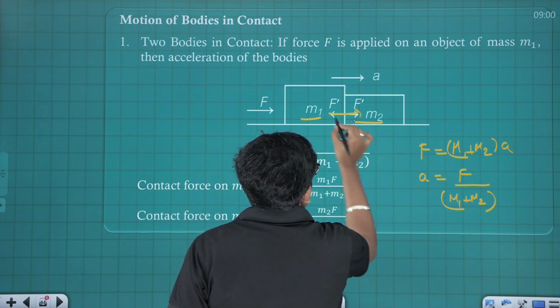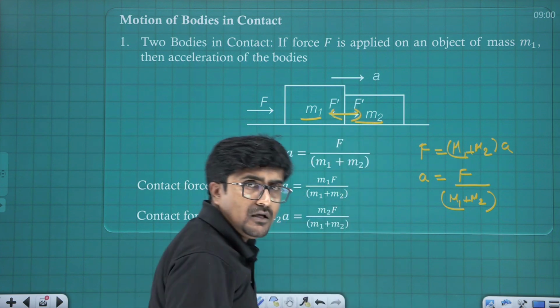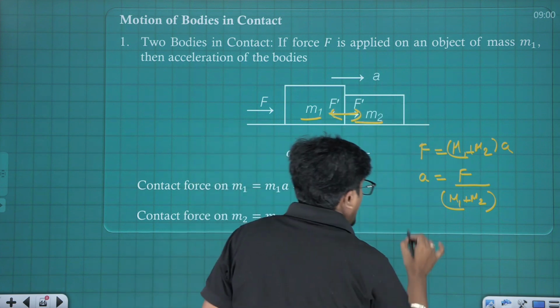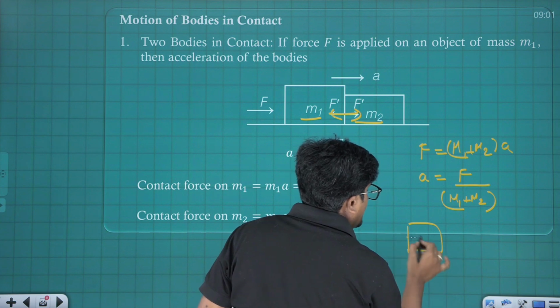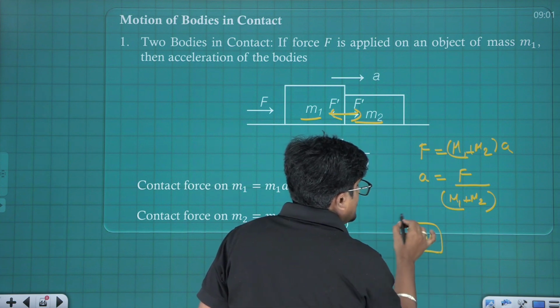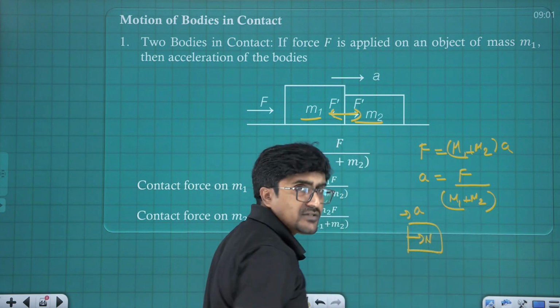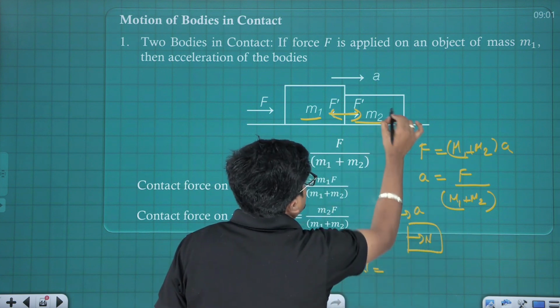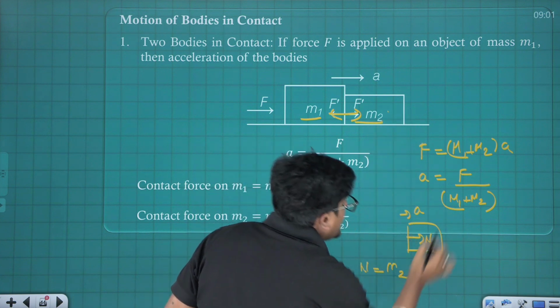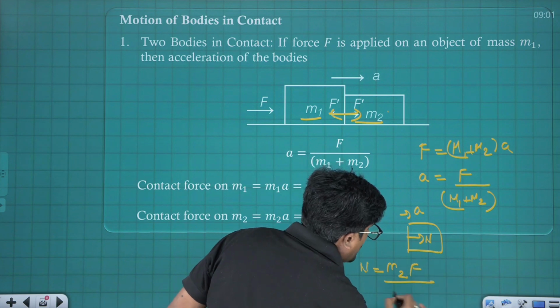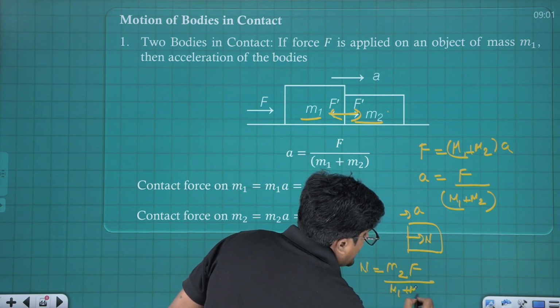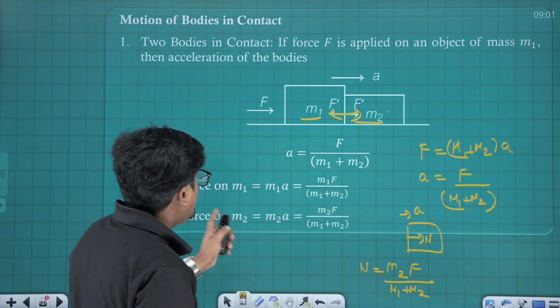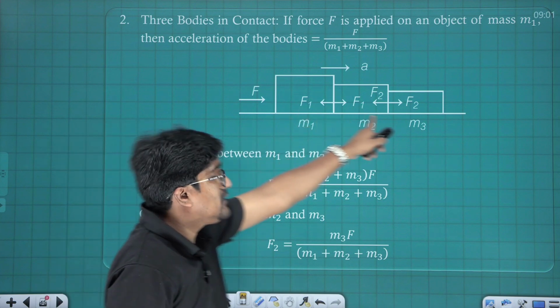And if you want to find out the normal reaction between these, the best method is just take M2. Normal reaction is N. This is experiencing an acceleration A towards the right. Now I can say the normal reaction N is the mass of the body, that is M2, into acceleration, that is F upon M1 plus M2. All right. In the same way, you can consider this also.